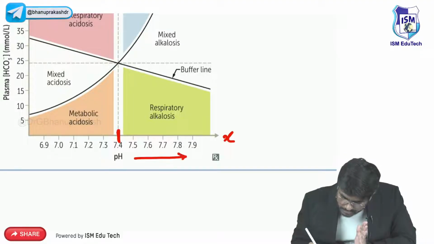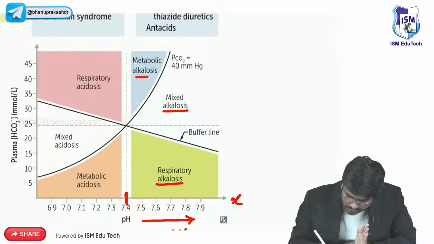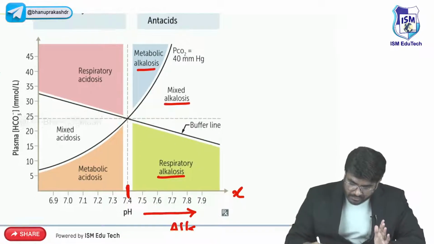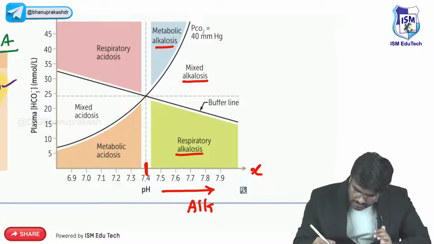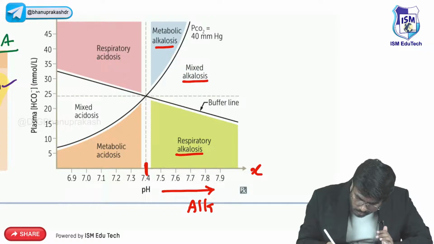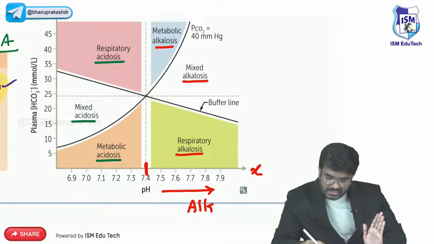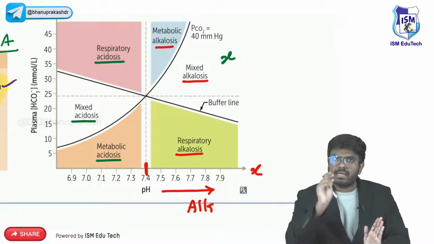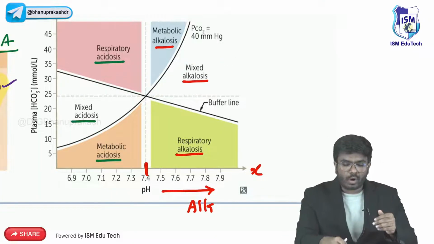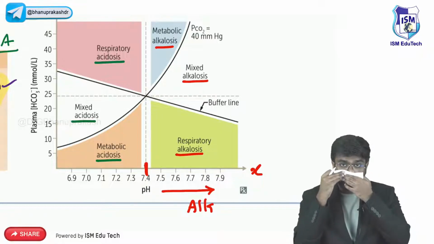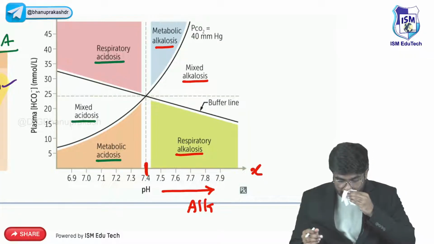After 7.4, you know it is alkalosis. So see here also alkalosis, here also alkalosis. Everywhere it is alkalosis only. After 7.45, it is alkalosis. Before 7.35, the values are all acidosis. If you move towards this side, it's all acidosis. First, make sure, they will simply make a mark like this and ask you what is happening in this area. So first, what you should see is that after 7.45, there is alkalosis, and before 7.35, there is acidosis.